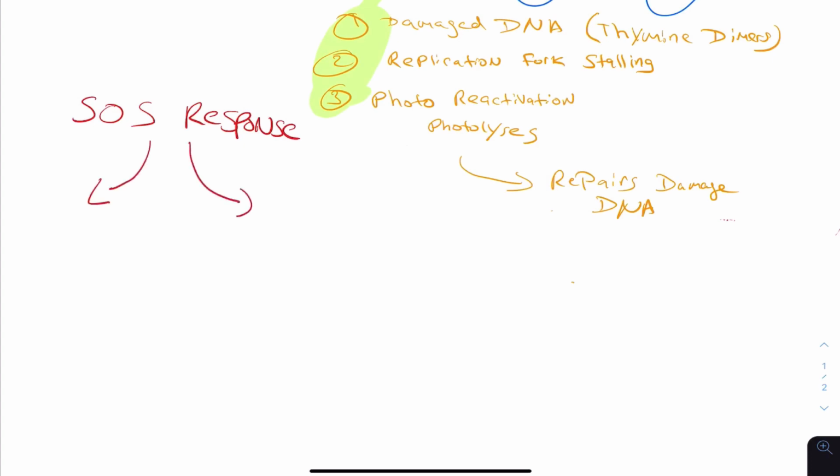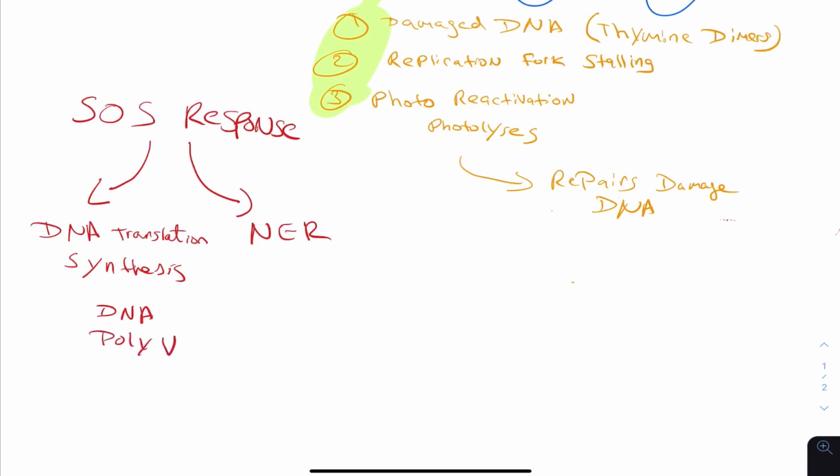This will go through either nucleotide excision repair, or translesion DNA synthesis, which may eventually lead to the formation of DNA polymerase V. Okay, so this is what we're going to be looking at over here.